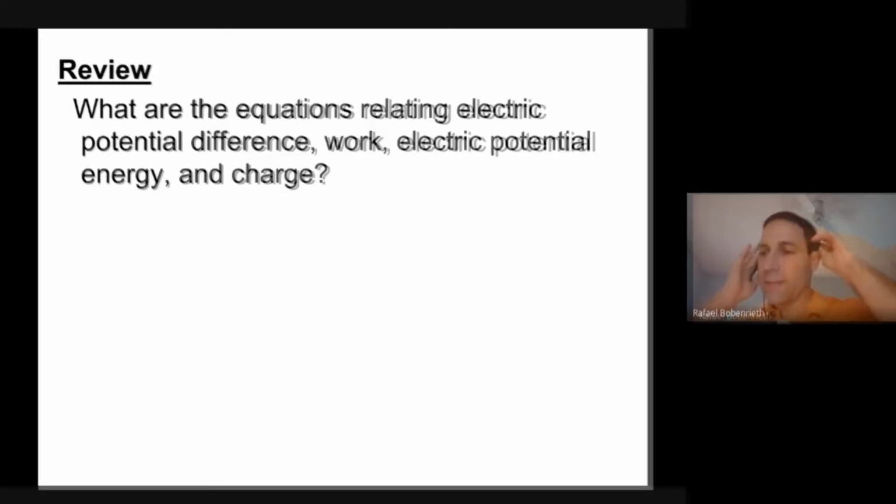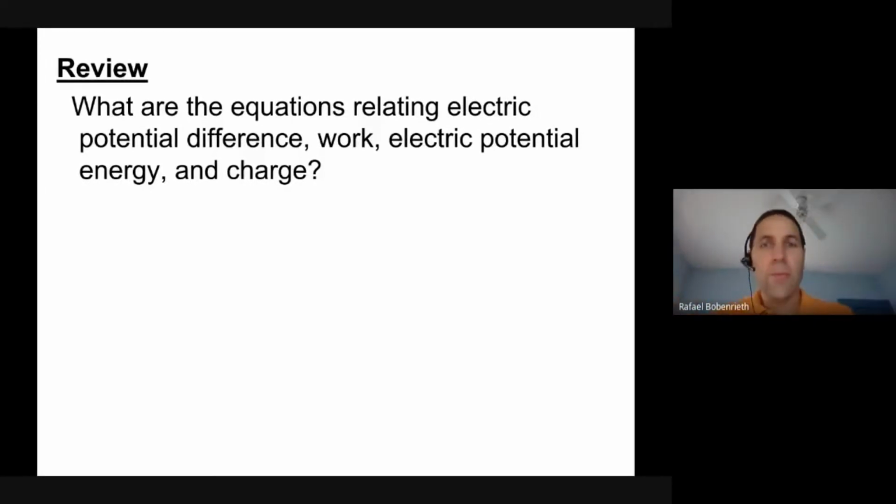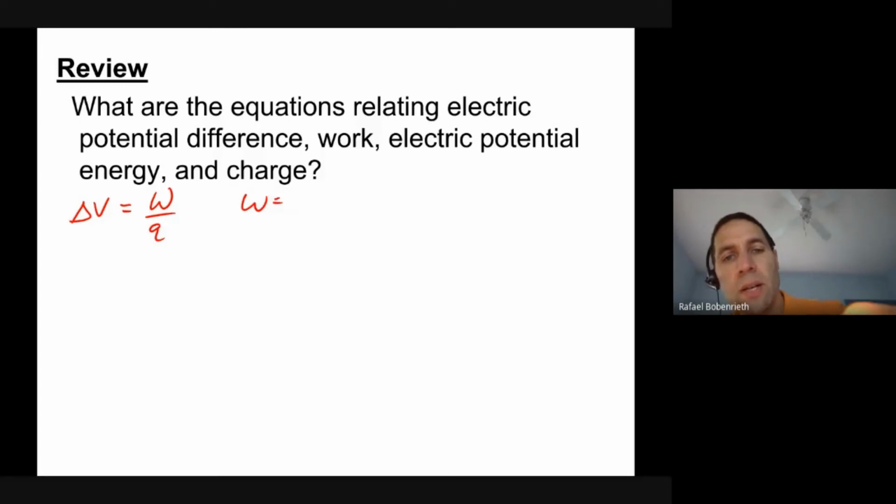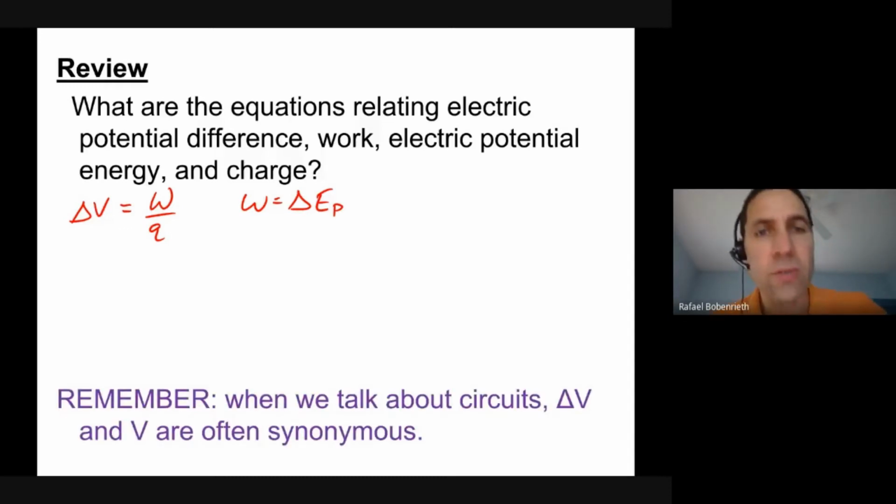All right, I'm back. Okay, so here we go. Hopefully, you were able to say something like, whoa, I just remembered from the warm-up that electric potential difference is equal to the work done per unit charge, moving a test charge from a spot to another spot. And we know that the work done is also synonymous to the change in electric potential energy. I want you to remember that when we talk about circuits, which we're about to do here, electric potential difference and electric potential, delta V and V, are often synonymous.